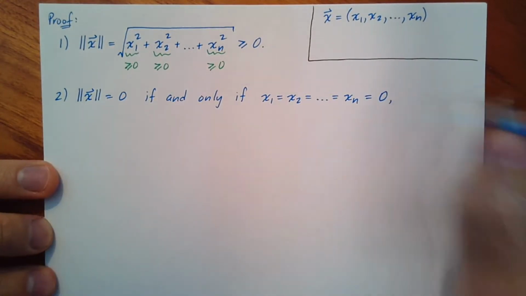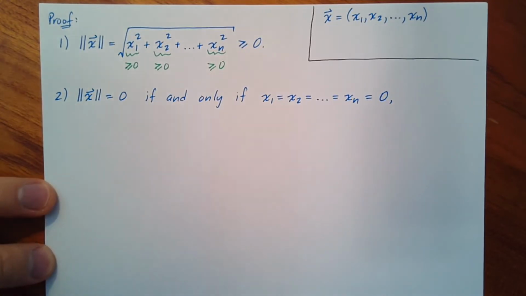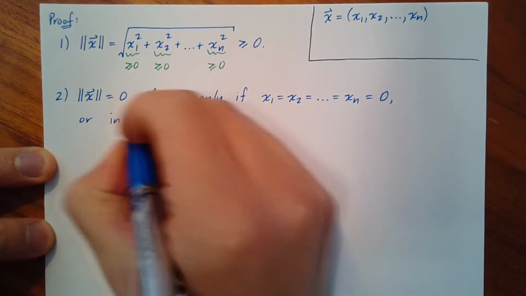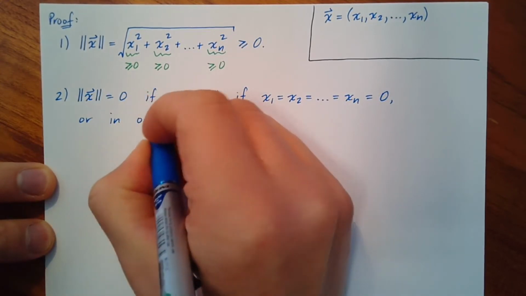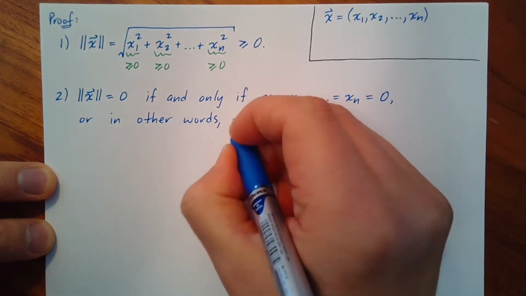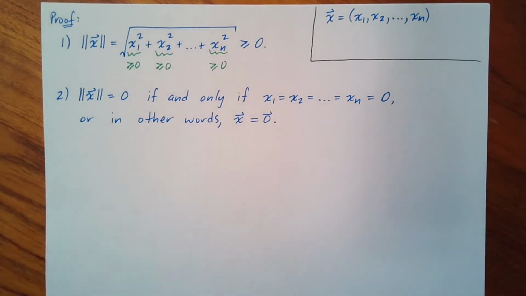Or in other words, what's the vector in which every coordinate is equal to 0? Well, that's exactly what the 0 vector is, right? The 0 vector is the vector that has the coordinates given by all zeros. So in other words, let's fill that in. x itself is the 0 vector. Okay, so that's how we can justify the second statement.